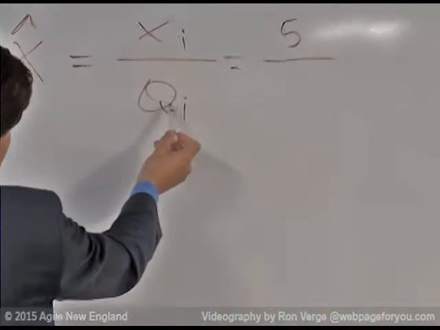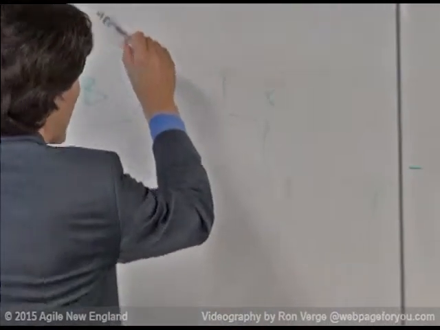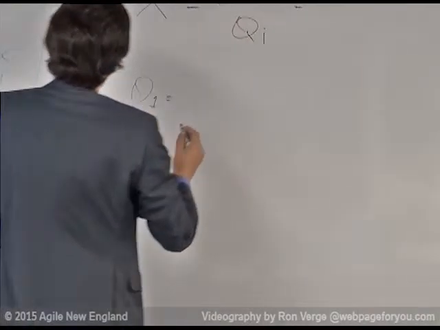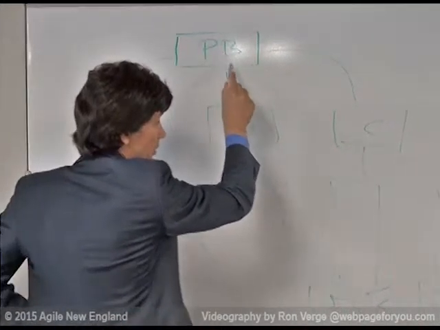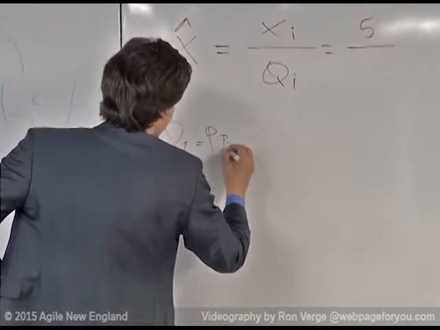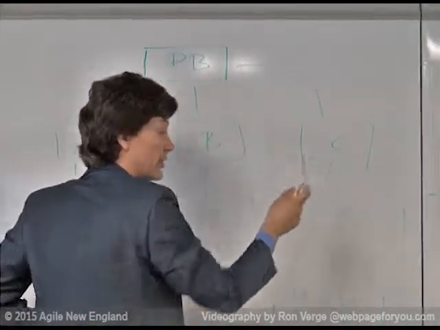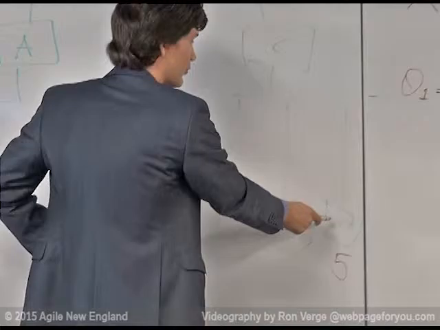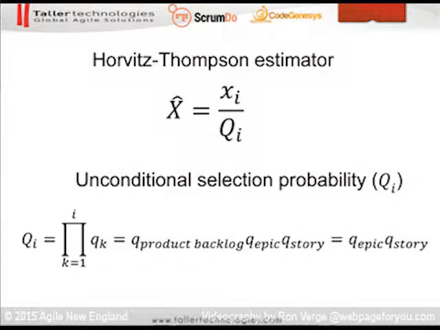The unconditional selection probability is the probability of selecting this particular user story, which is calculated by multiplying the selection probability of the trunk, which in our case is the product backlog, by the selection probability of the epic, and by the selection probability of the user story. In our case, we have one trunk, so the selection probability for the trunk will be 1, no matter what we do.